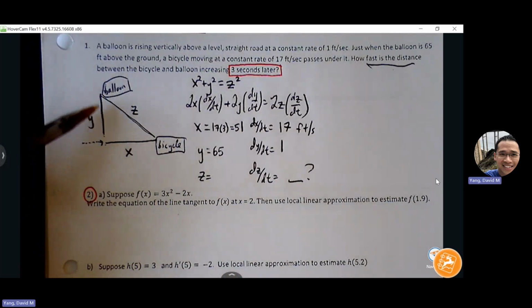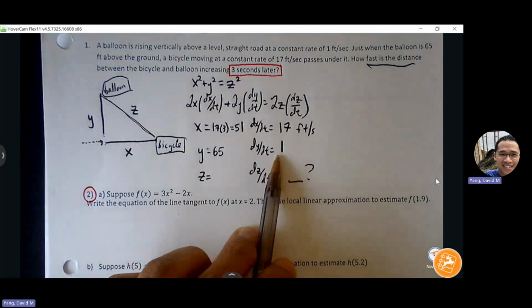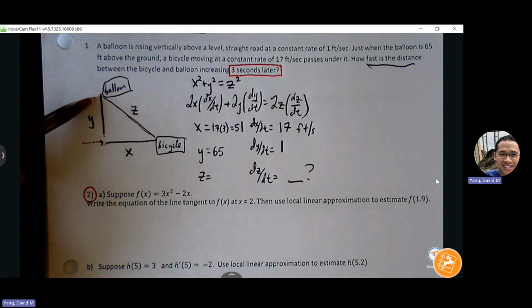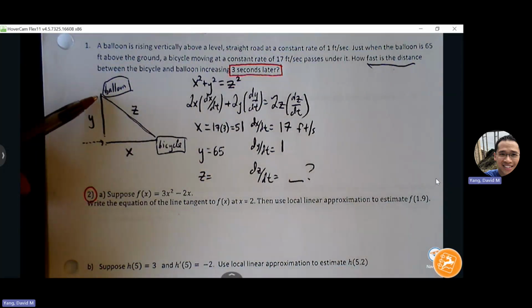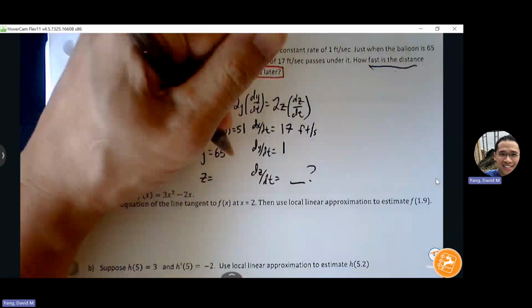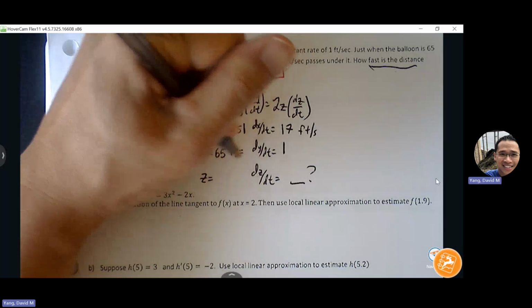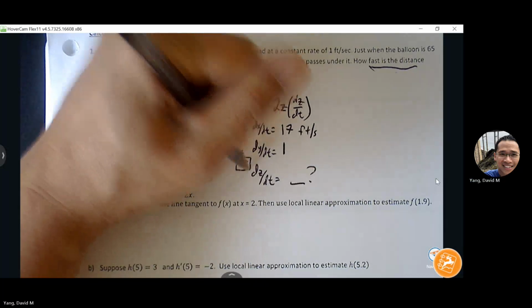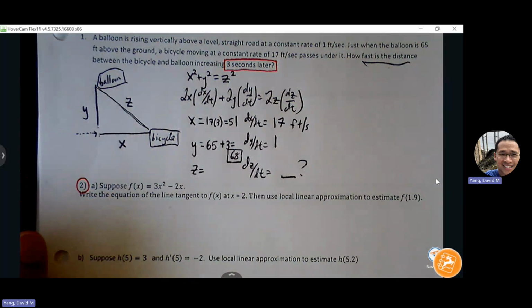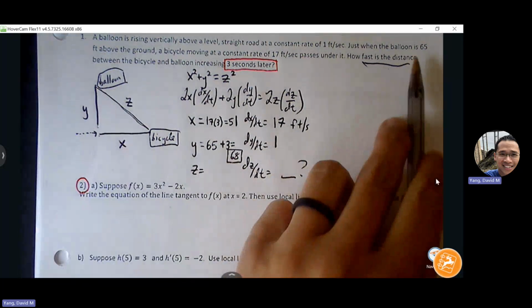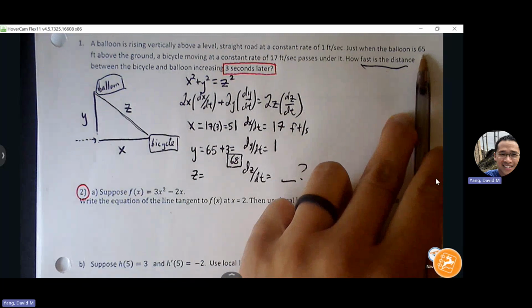How fast is the balloon moving? 1 foot per second. So if he's here at time t equals 0, where is he going to be at time t equals 3? 68, right? So at 0 seconds, he's at 65 feet, but then 3 seconds later, he's going to still rise at 1 foot per second. So plus 3, it's a little tricky there, 68. Let's remember that balloon is still moving, even though they told us it's 65 feet to begin with.